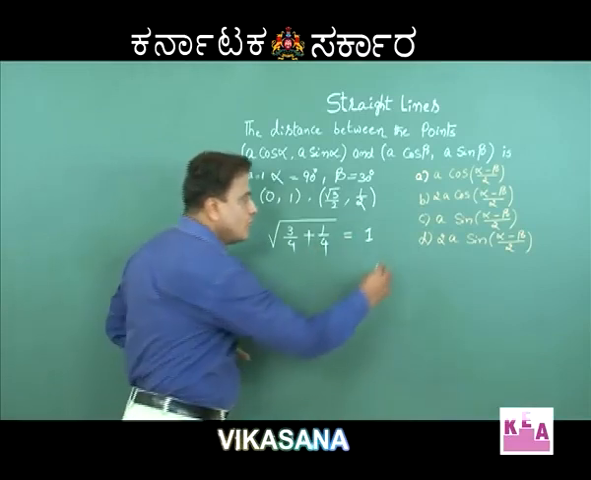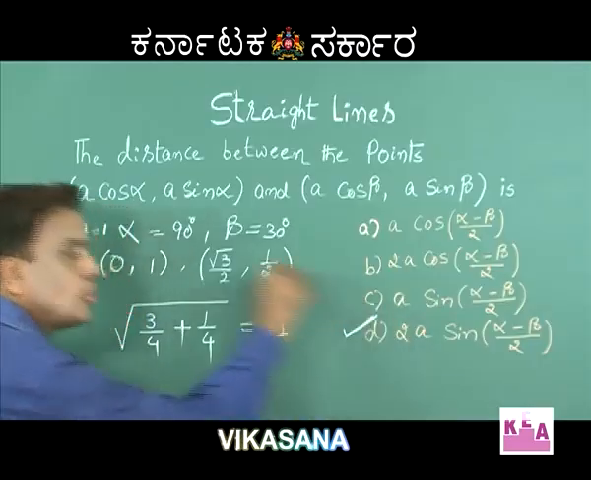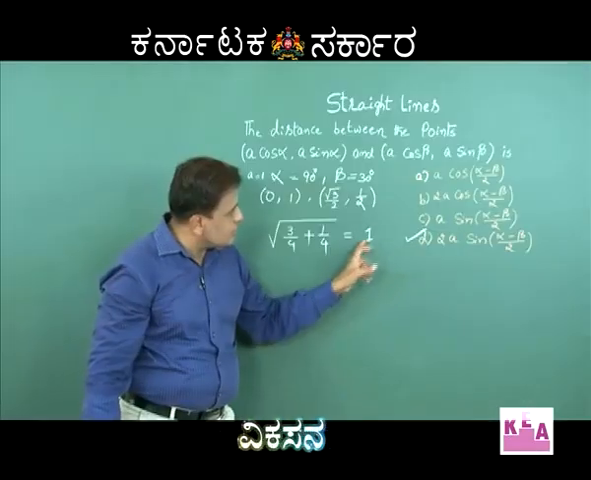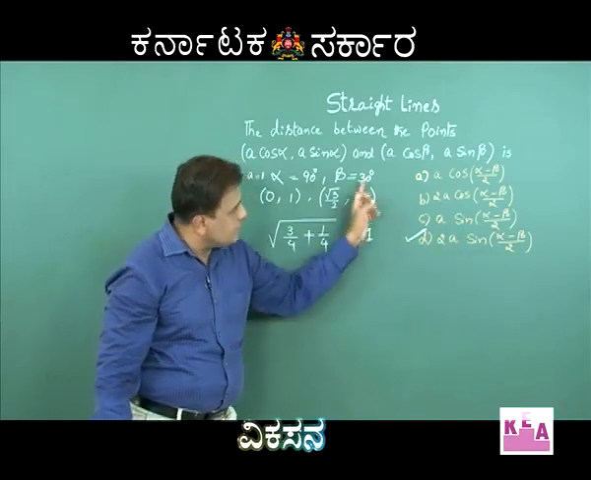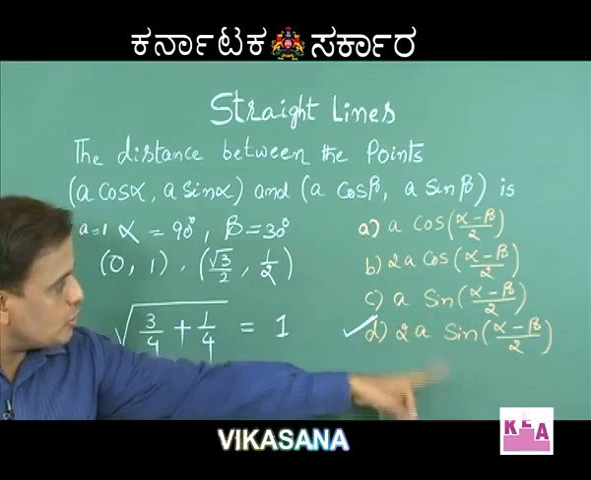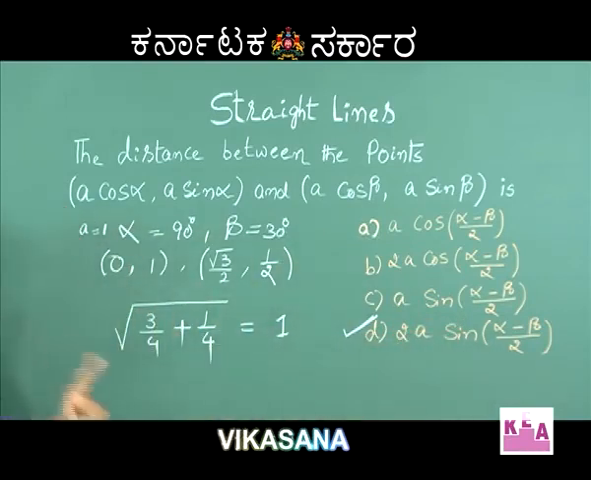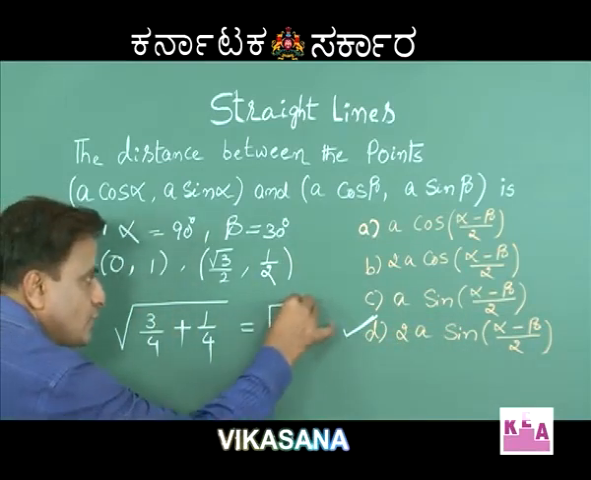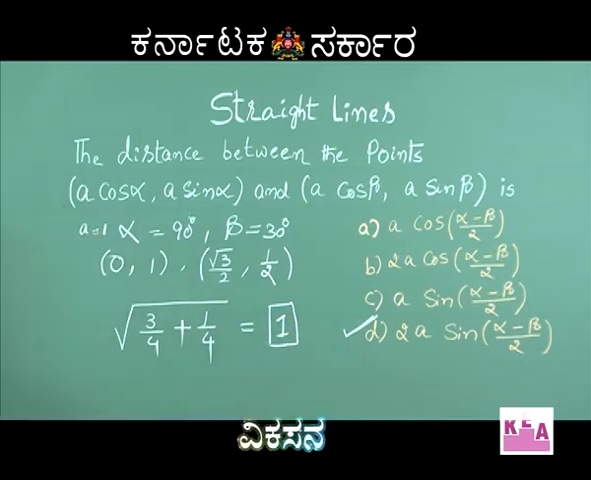Absolutely, we are left with only one option. Option D is the correct option, because if you substitute alpha is equal to 90, beta is equal to 30, 90 minus 30 is 60 by 2 is 30, sin 30 is 1 by 2, the 2 gets cancelled, a is equal to 1, therefore the answer will match with 1. Therefore, option D is the right option.